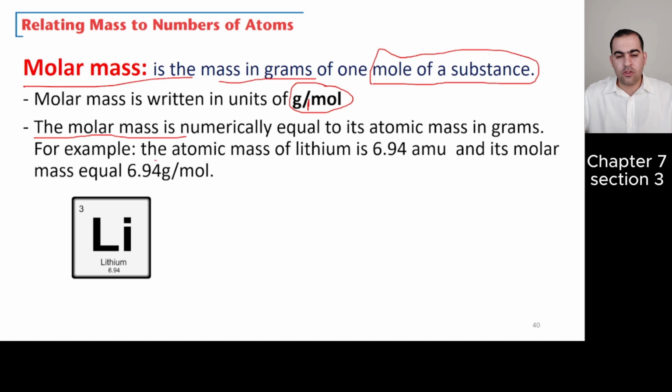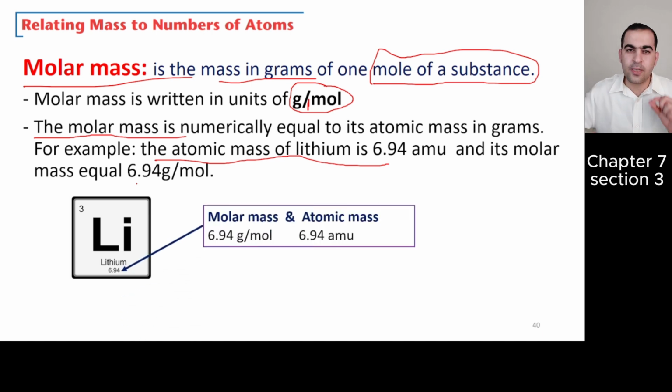For example, the atomic mass of lithium is 6.94 AMU and its molar mass equals 6.94 gram per mole. You must understand something here. Lithium is just an example, just an element. Do you see this number? We have just learned this is the atomic mass of 1 single lithium atom. We know lithium's atomic number is 3. There are 3 protons, 3 neutrons and 3 electrons. The mass of that atom is 6.94 AMU.